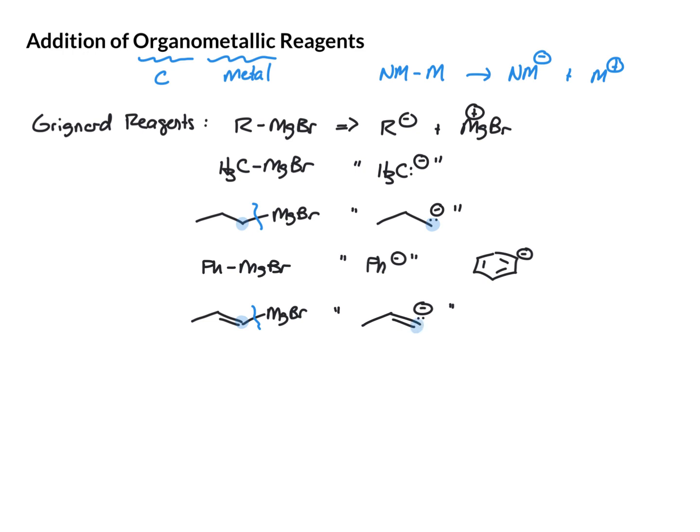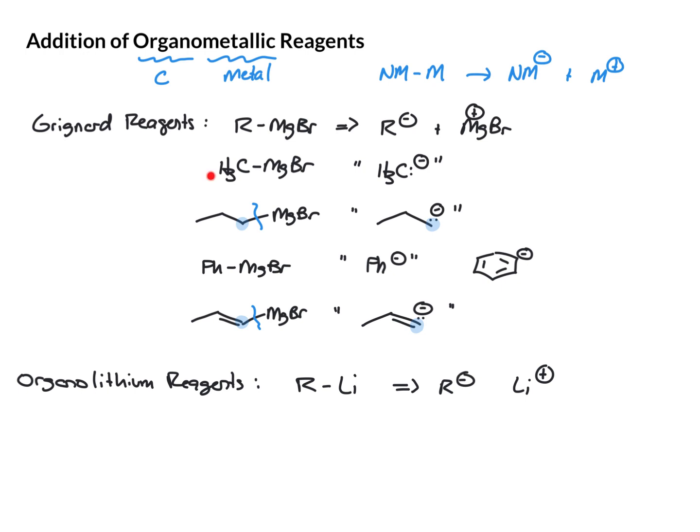Now we have also organolithium reagents. Instead of the magnesium, we have R bonded to a lithium. Effectively, for our purposes, these are going to be treated the exact same way as Grignard reagents. So we're going to think of this as R minus, and then a lithium cation. And you can have the same Grignard reagents as you do organolithium reagents.